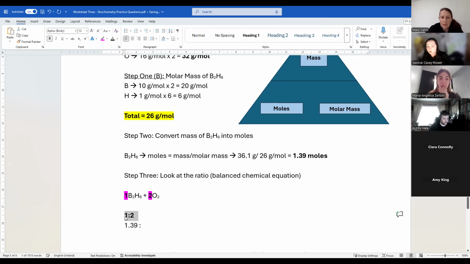Divide by the smallest, isn't it? Yeah, no, so that will be for your empirical formula. This is a little bit different.